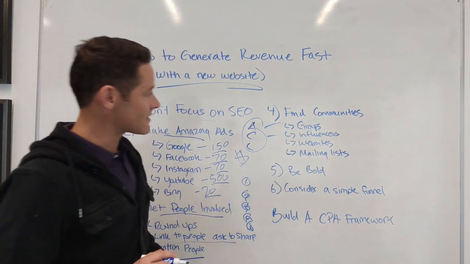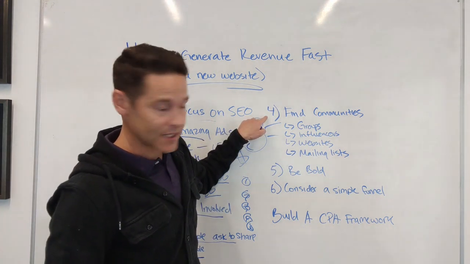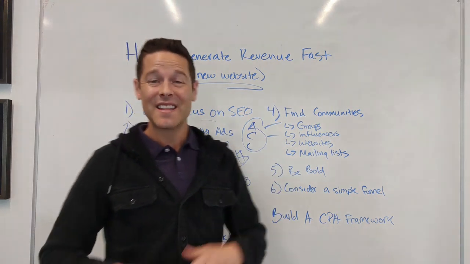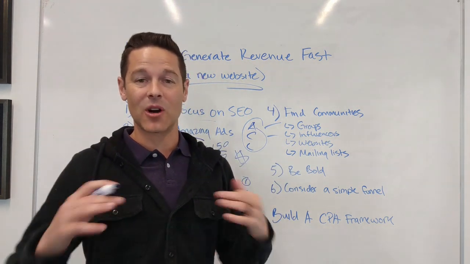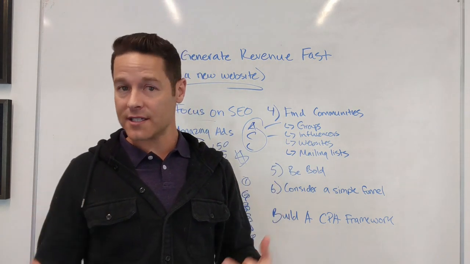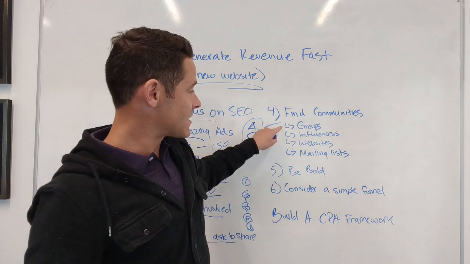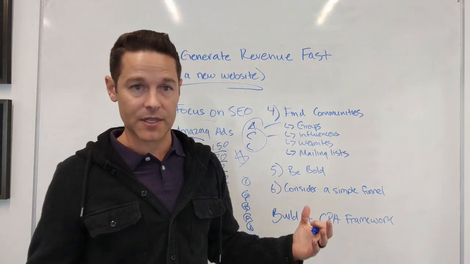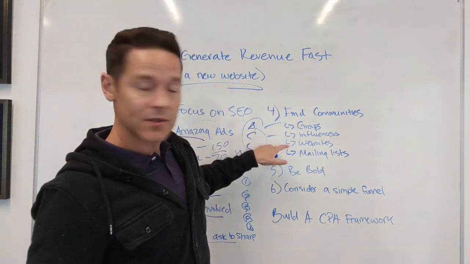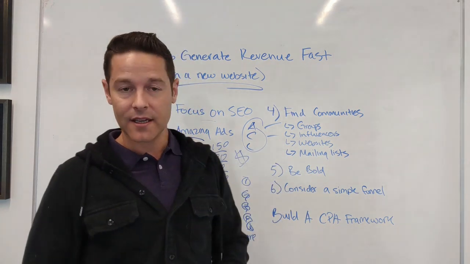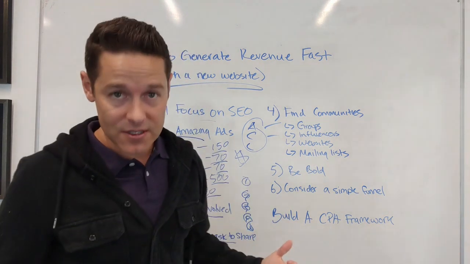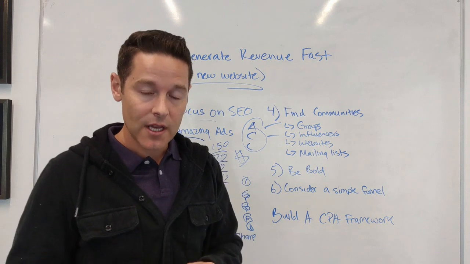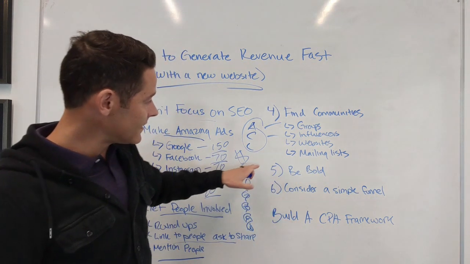Okay, so let's move on to the next thing. Find communities. There's groups, influencers, websites, mailing lists that all have the exact customer already. They've been working for a long time to build this up. There might be a Facebook group that's got 10,000 or 100,000 people that could be potential customers. Influencers with these communities, websites that get tens of thousands or millions of visitors a month that would take you forever to build, right? And they've got it now. So use other people's real estate.